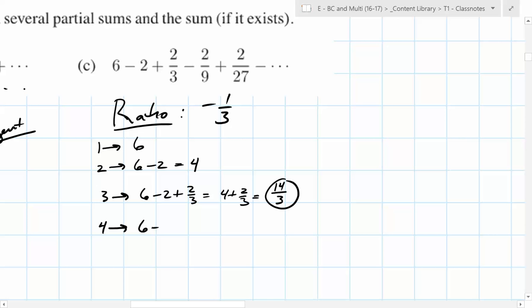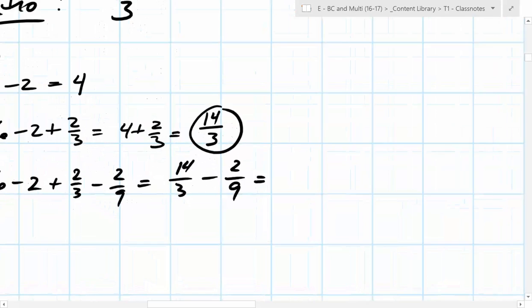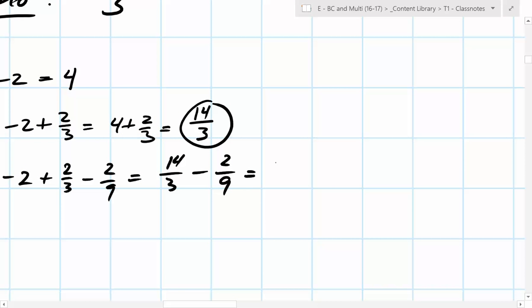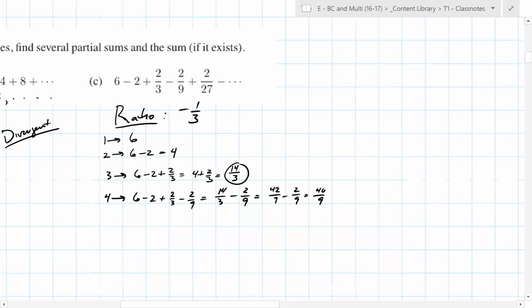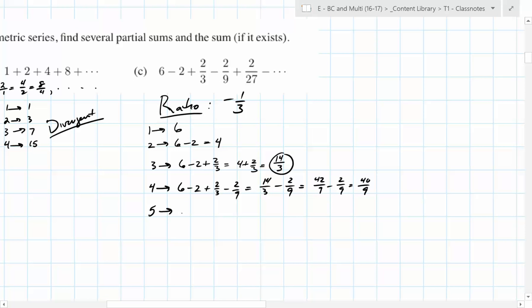4, what's that one going to be? 6 minus 2 plus 2/3 minus 2/9. What's that going to be? 14 over 3 minus 2/9. To add or subtract fractions, what do you need? Common denominator. So what's our common denominator going to be? 9. So what do you get here? 52 over 9 minus 2 over 9. So what do you get? Oh, 40. See, look at that. There's that small mistake I'm making there. Man, I'm on a roll. So what do you get? 40 over 9? Yes. So let's do one more here. I think we have another term written up there, right? We have 2 over 27. So what's 5 going to be? It's all of them, right? 2/9 plus 2 over 27. What's that going to be?